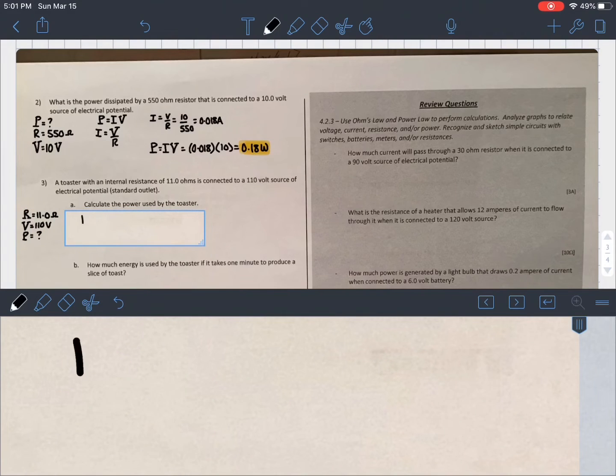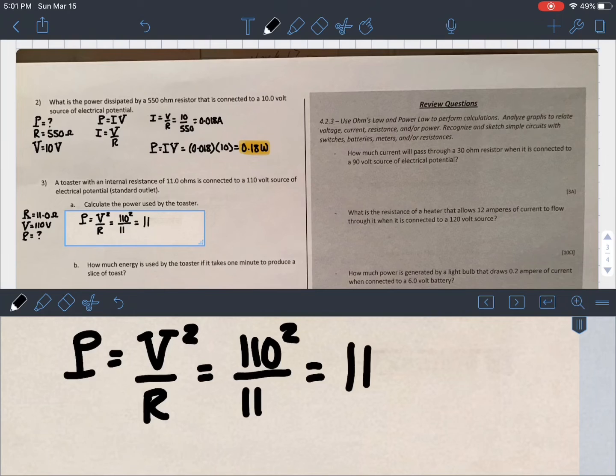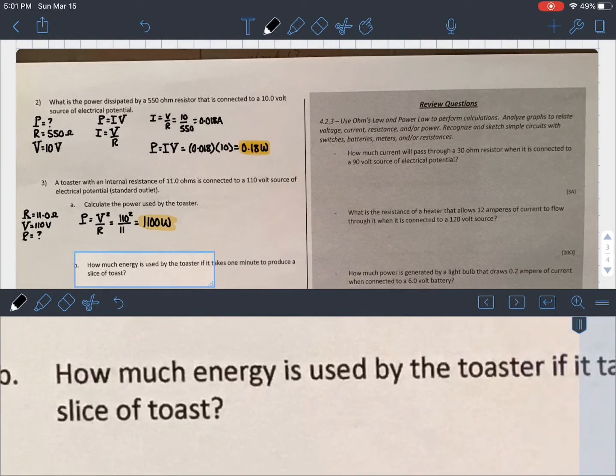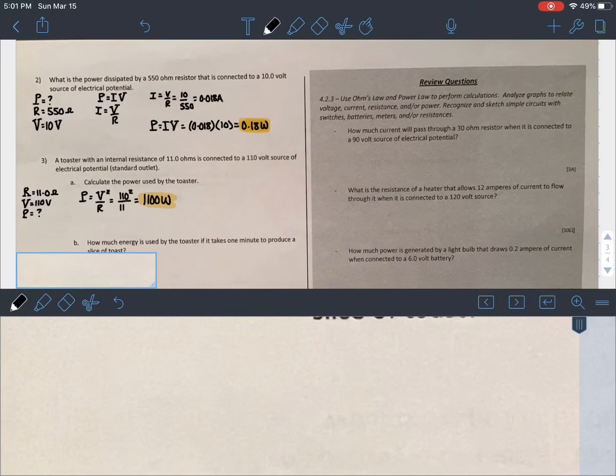This is the same exact one from the last question, so here we'll go straight to P equals V squared over R. These two pieces equal each other, and we can fill them in. We'll get 1100 watts. Now that we have that information, we'll continue on to B with that. How much energy is used by the toaster if it takes 1 minute to produce a slice of toast?